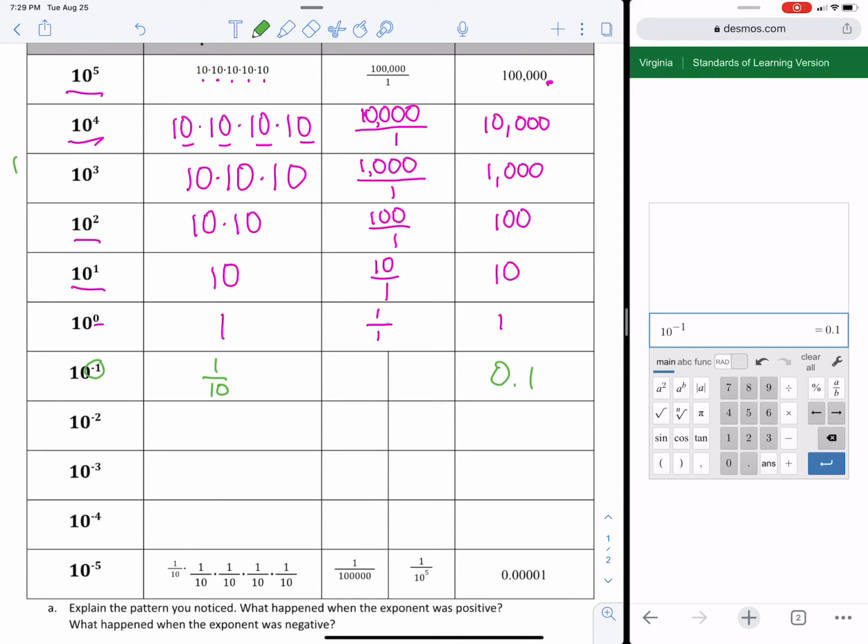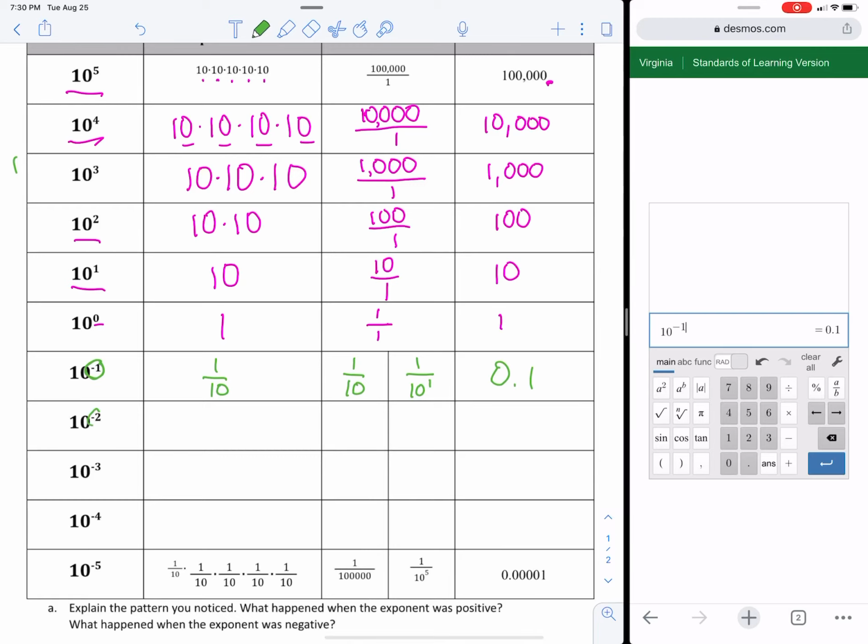So as a fraction, we're going to write that as 1 over 10. But then we're also going to show that as 1 over 10 to the first power. So notice we took that 10 to the negative 1 and we dropped it into the denominator of the fraction. And when you drop that number into the denominator, that takes away the negative. So we're not going to be dealing with any negative exponents in denominators.